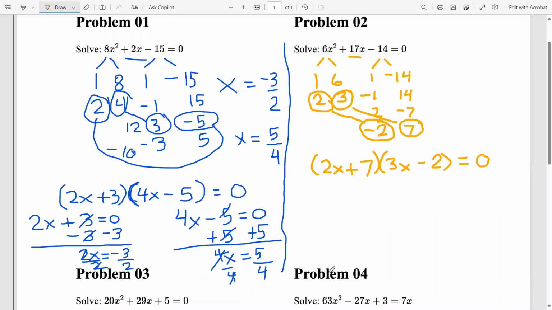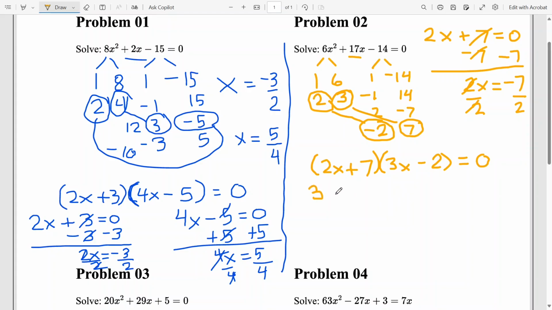All right, so we're going to set each of these factors equal to 0 and solve. So I'm going to say 2x plus 7 equals 0. And I'll subtract 7 from both sides. 7's will cancel here. I'll get 2x equals -7. I'll then divide by 2. And I'll get x equals -7/2 is one of the solutions.